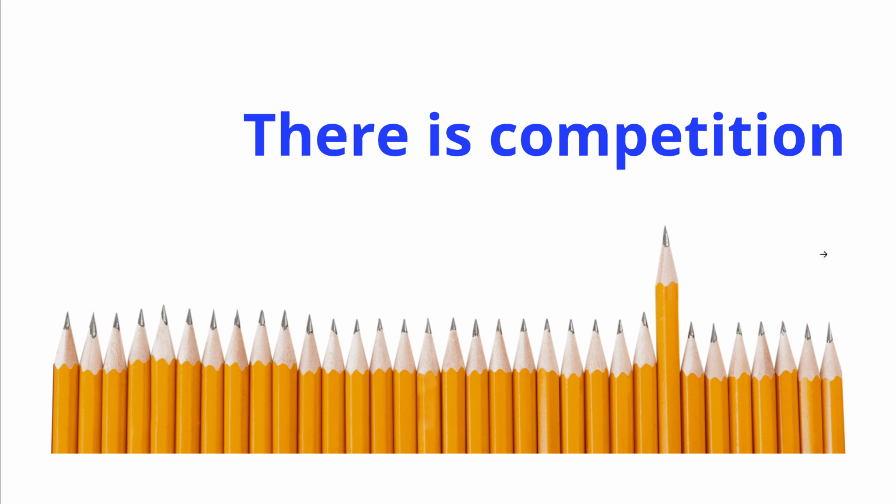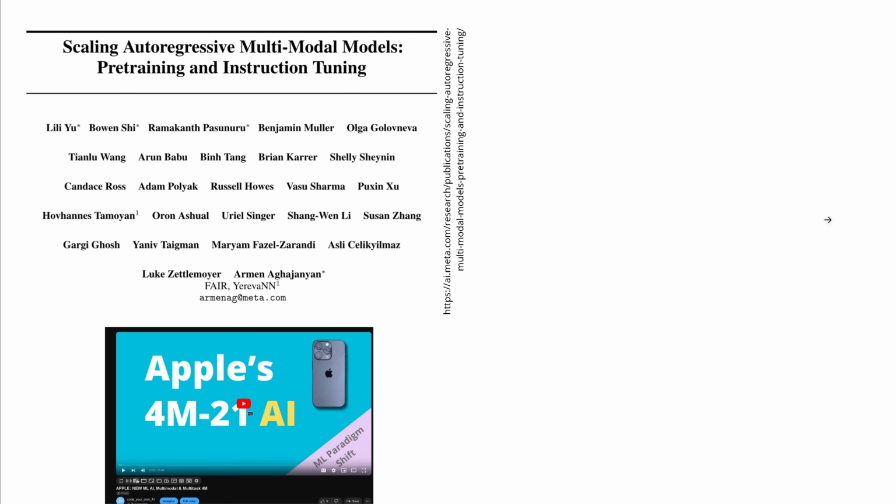But we better be fast because there is quite some competition in this area. AI research in this topic is really hot. Let's have a look at the competitor. Some days ago, I don't know if you noticed it, but Meta published, almost on the same day that Apple published its new multimodal multitask 4M21 AI, this paper, also on multimodal models.